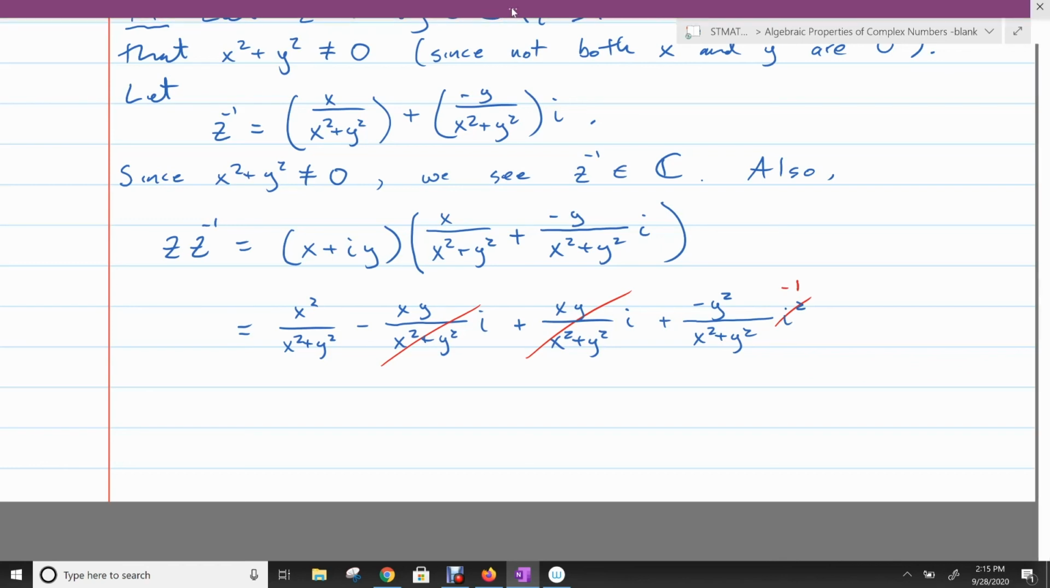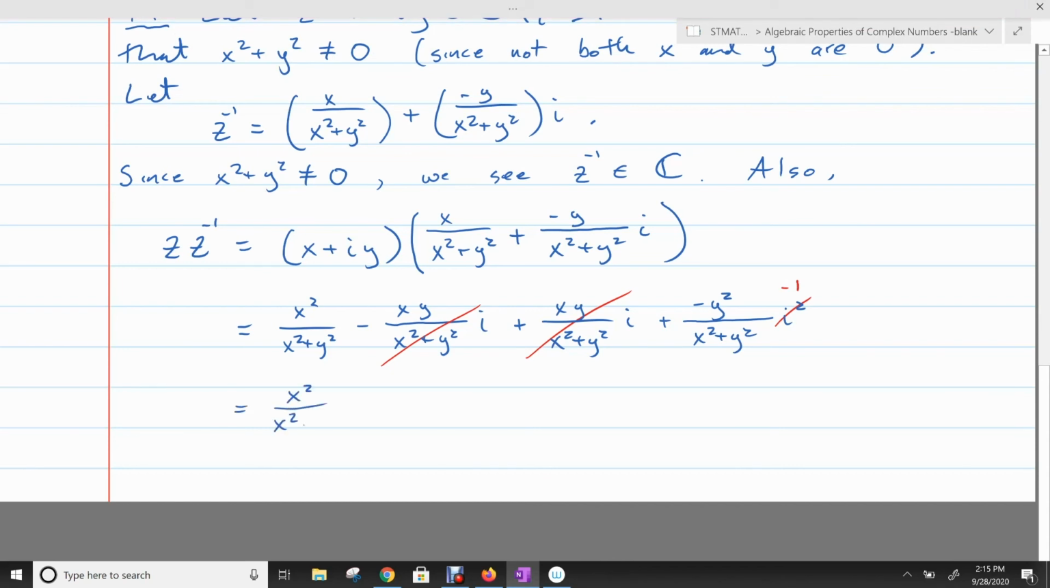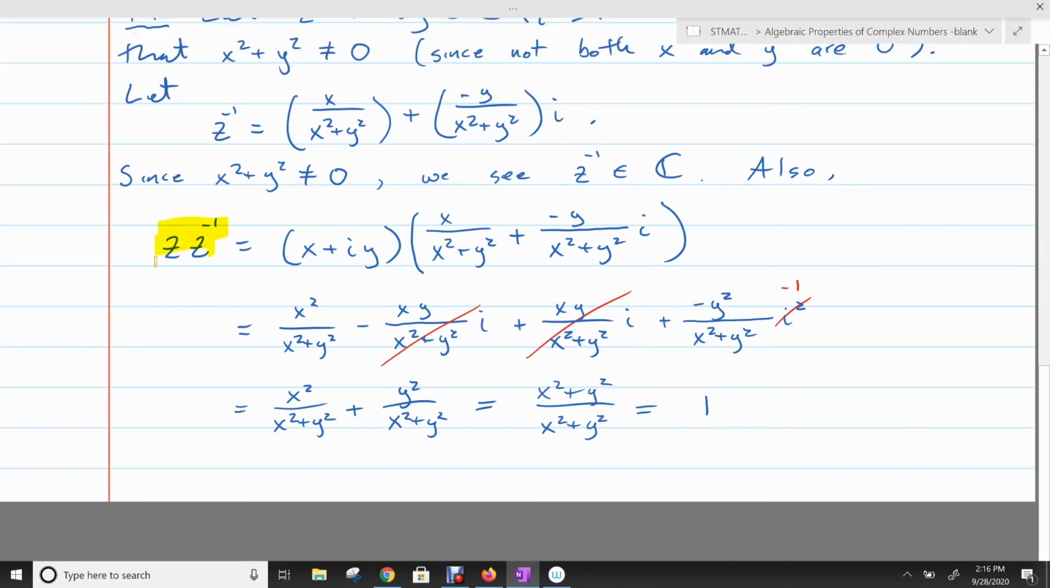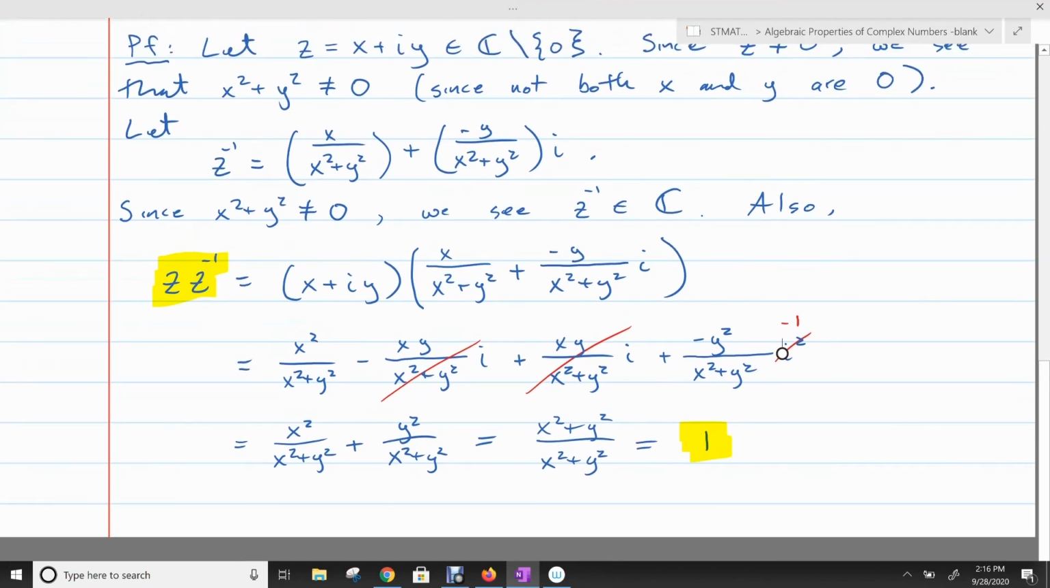So when you combine like terms, this just works out to be x squared over x squared plus y squared plus y squared over x squared plus y squared. I can combine those into one fraction, which would be x squared plus y squared over x squared plus y squared, which of course equals 1, like we knew it was going to be. But the upshot here is that we found the inverse of a non-zero z, and we checked that when we multiplied it times our original z, we got back 1.